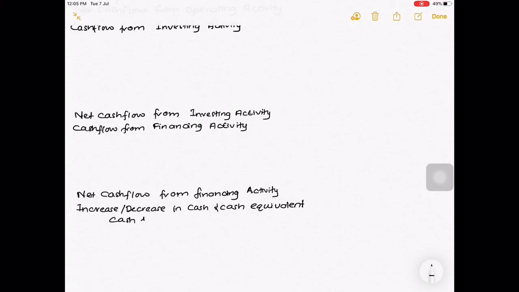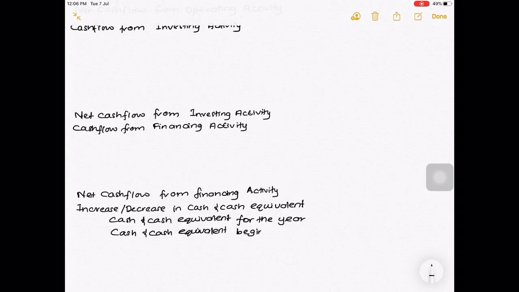Oh, this one is a mistake. I think I put some mistake here. So we should add to the cash and cash equivalent at the beginning of the year. For the year means there is an increase or decrease in cash and cash equivalent, they are the same thing. So from there, we are going to add to the cash and cash equivalent at the beginning of the year, which is the opening balance. Alright, beginning of the year. And then we are going to arrive at the cash and cash equivalent at the end of the year. End of the year.